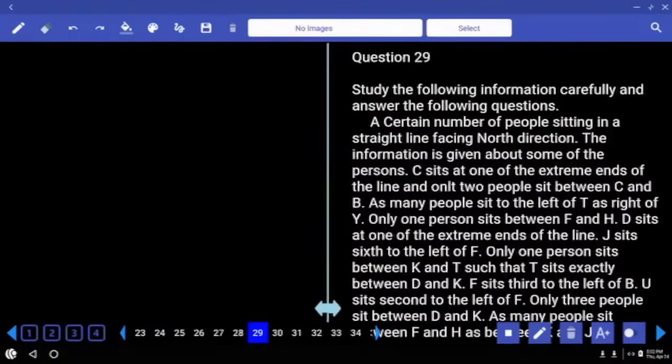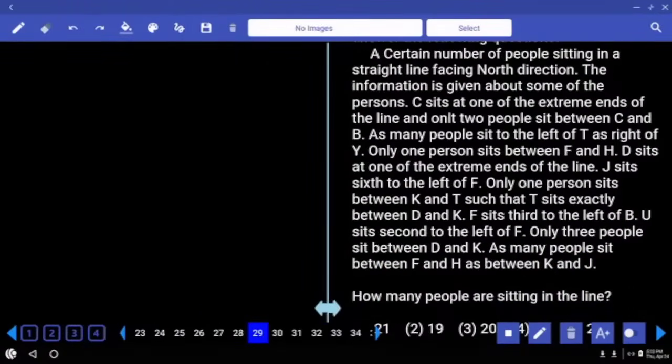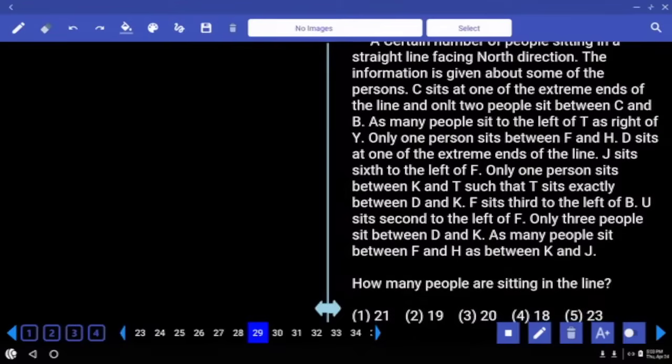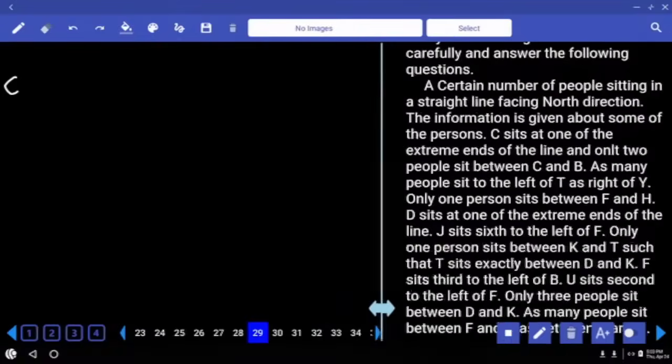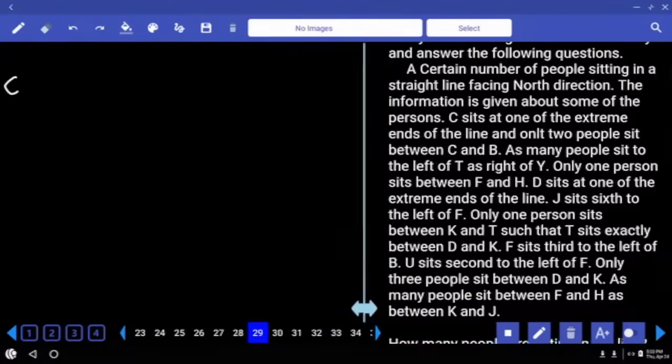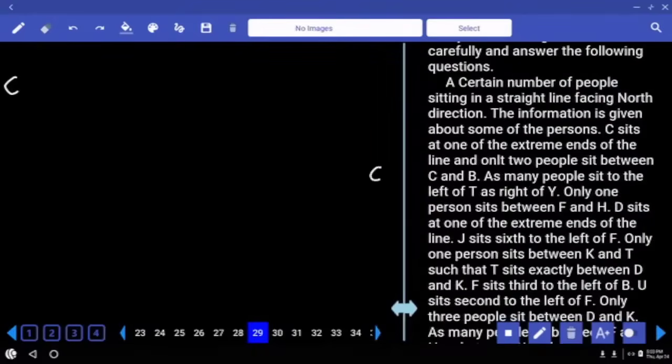Then certain number of persons are there and seated in a straight line facing north, and C is at one of the extreme ends of the line. C is at one of the extreme ends of the line means C can be at the left extreme or C can be at the right extreme. So how many possibilities are there? There are 2 possibilities: C is at the right extreme, or C is at the left extreme.